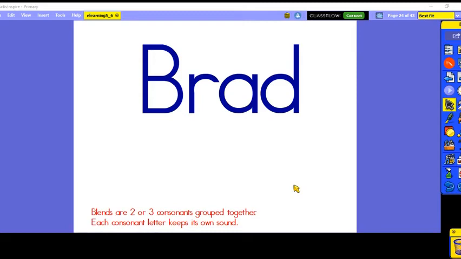And blends are 2 or 3 consonants that are grouped together at the beginning of words. And each consonant letter keeps its own sound. Okay, so in this word Brad, BR are our blends. BR, brr, Brad. Our word Brad has 4 sounds. B, r, a, d. But when you're saying Brad, it kind of blends together at the beginning. They still keep their same sounds, but it goes together. They're grouped together at the beginning of the word.